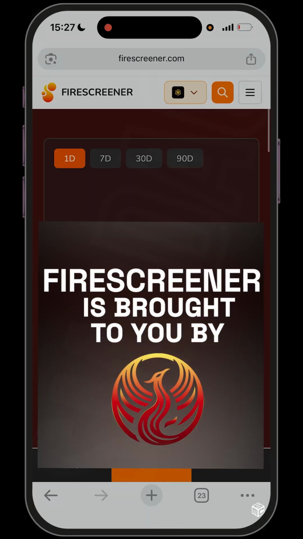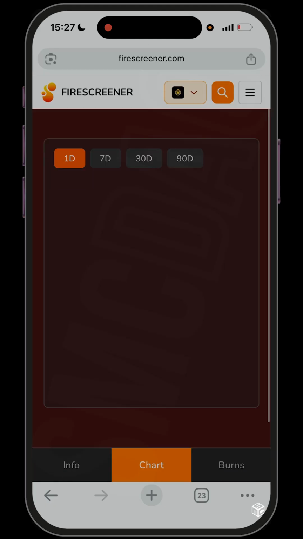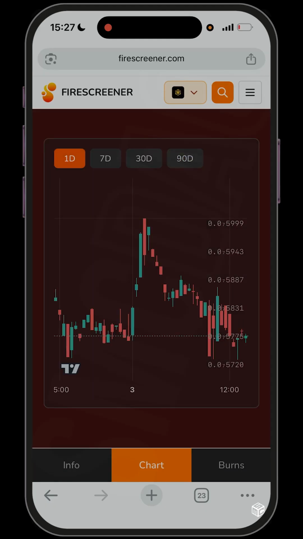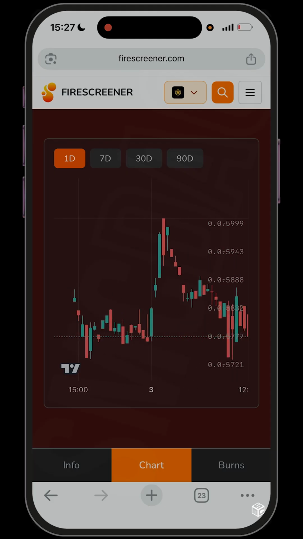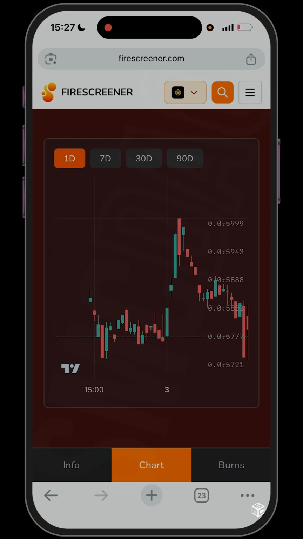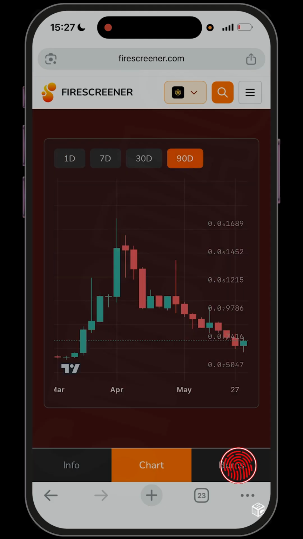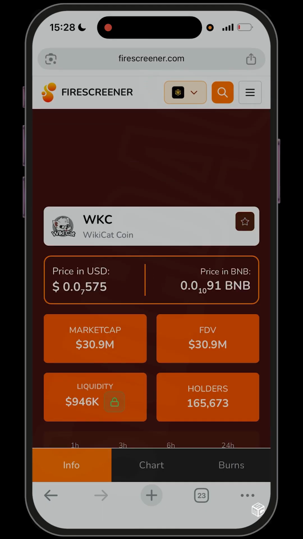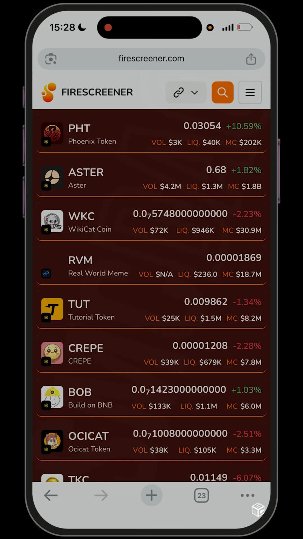And you could also check the chart in here. You could see the chart live from TradingView. This is so amazing. And you could see the burns in your Wiki Cat burn interval. So far in 24 hours, 1000 USD have been burned. And let's go back basically.